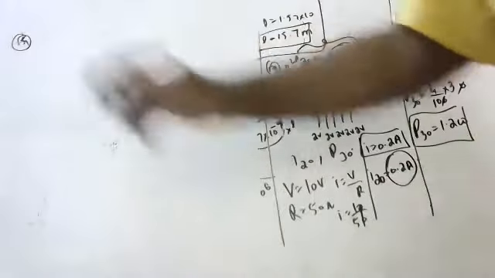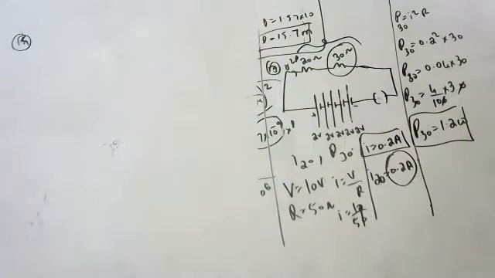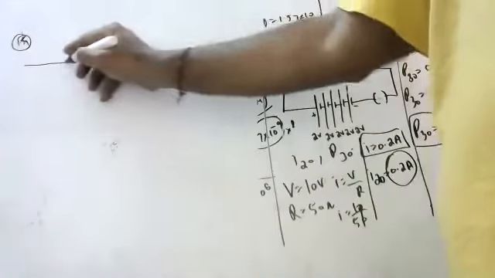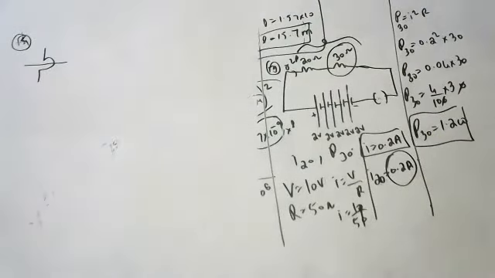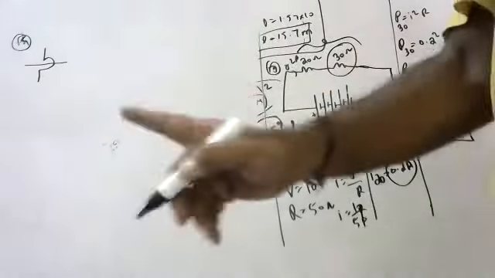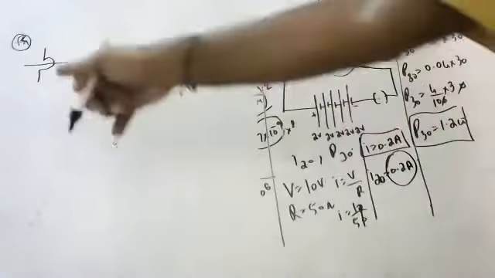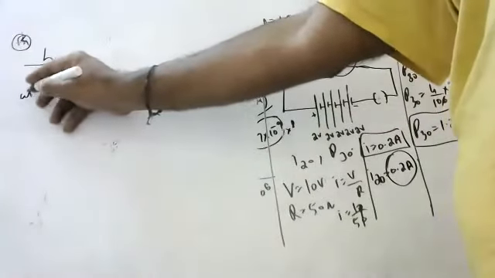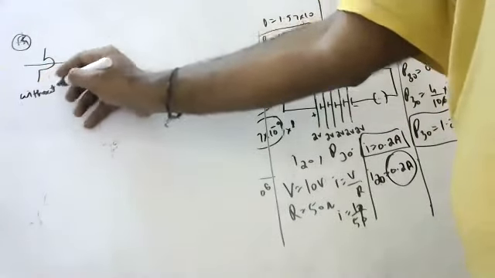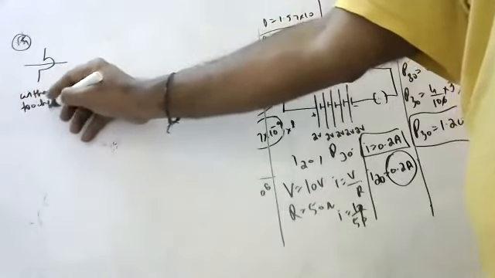14th question is like this, children. What do you see? Can anyone tell what this symbol represents? Anyone? The wire is not passing, sir. It will go above it. Yes, wires crossing each other without touching.